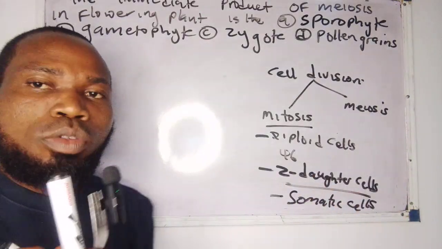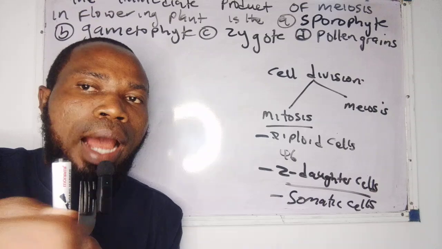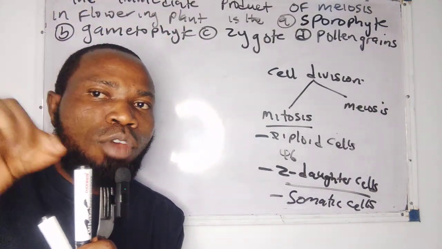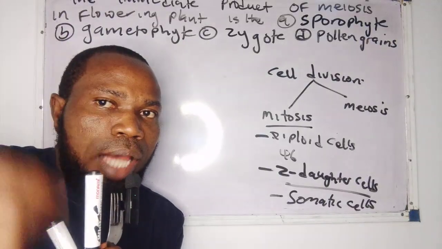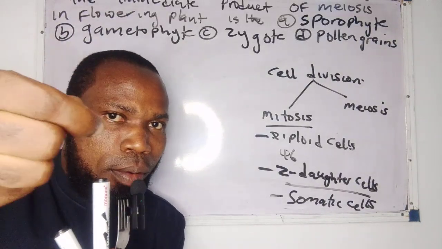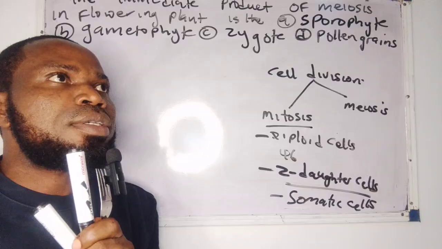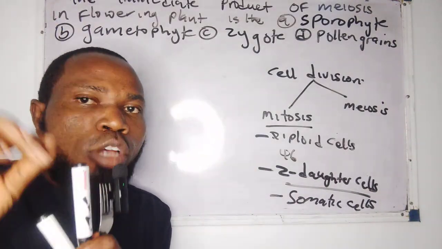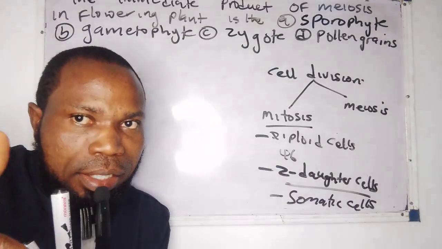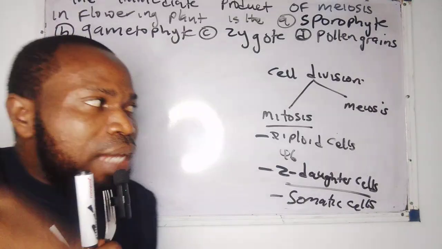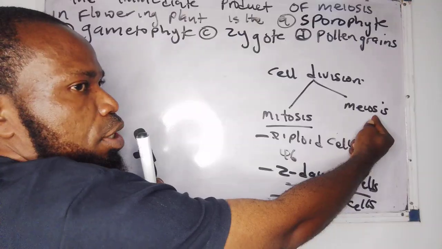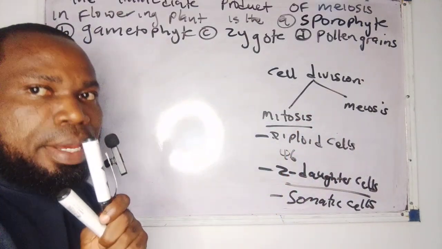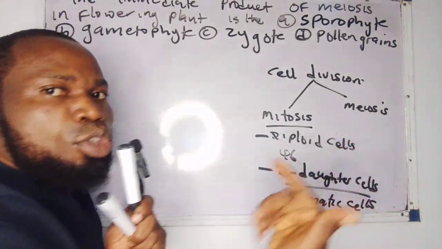Now what are somatic cells? Somatic cells are non-gamete producing cells. Now if you hear the word gamete, what comes to your mind? Gametes are matured sex cells. For example, in humans, the sperm are gametes. The ova, which are the egg cells, are also gametes. Those processes that bring about the formation of gametes are regarded as meiosis. So mitosis does not bring about the formation of gametes, but meiosis brings about the formation of gametes.